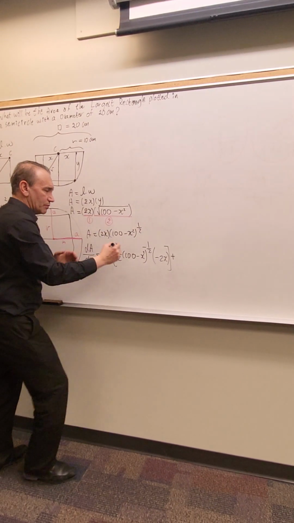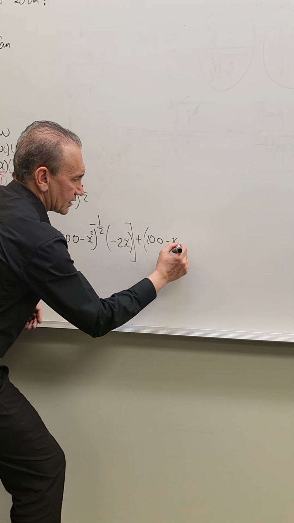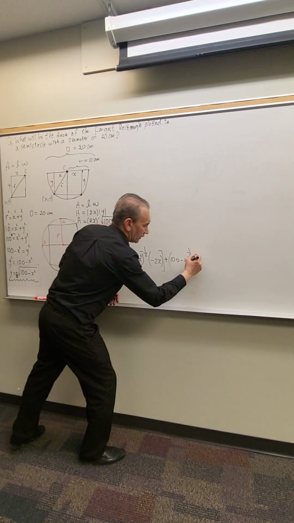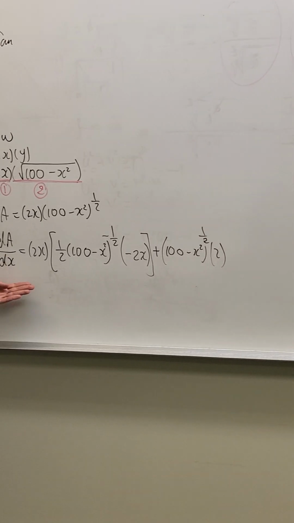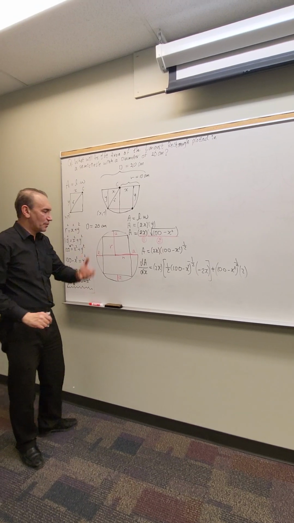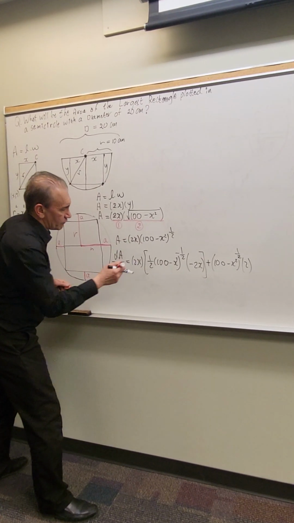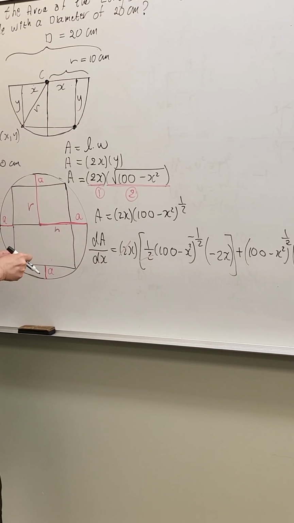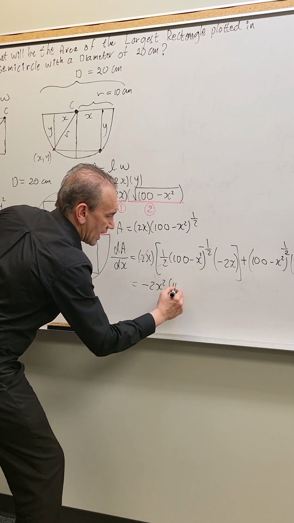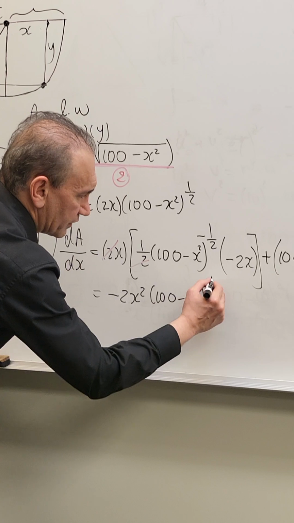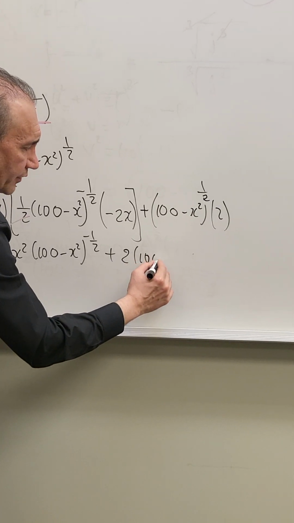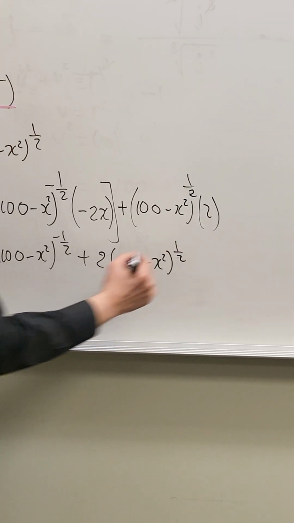Now, the second term, which is (100 minus x squared) to the power of 1/2, times the derivative of the first, which is only 2. Now we are going to simplify this as much as possible, and then we make the derivative equal to 0 at the maximum and minimum point. So let's simplify. We cross this 2 with 2, and now we are going to say that this is equal to x times negative 2x, which is negative 2x squared, times (100 minus x squared) to the power of negative 1/2, plus 2 times (100 minus x squared) to the power of positive 1/2. That's the derivative.